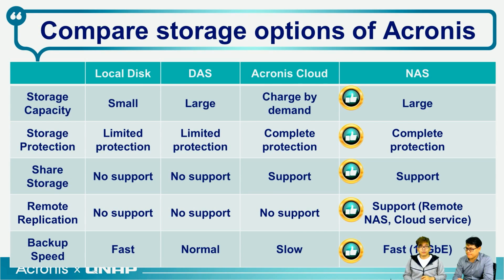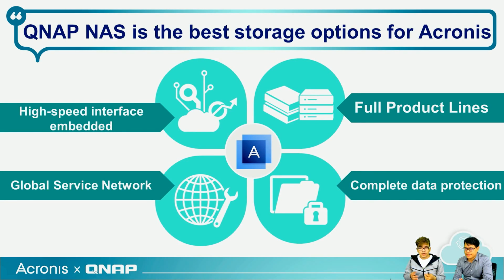So no need to mention DAS and local disk, because compared on storage capacity and other columns, I think the value is not as good as Acronis Cloud or NAS, right? So let's look at the four best storage features from Acronis, and how can QNAP NAS provide you with them?